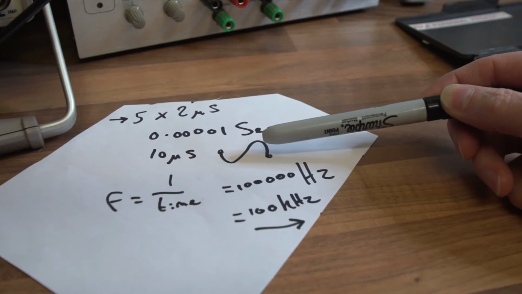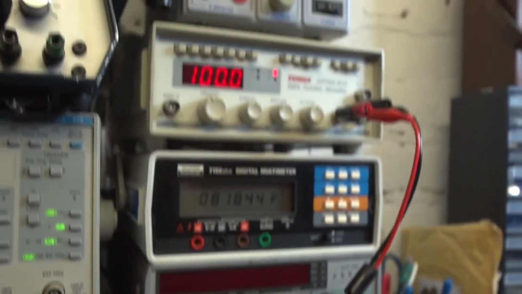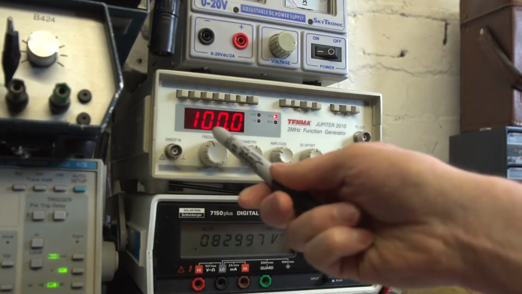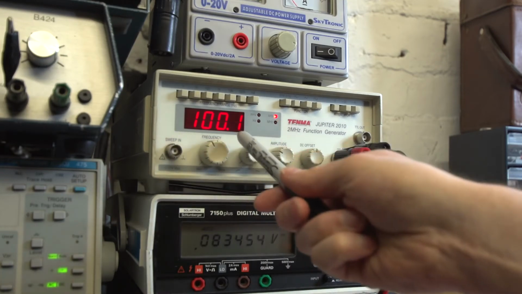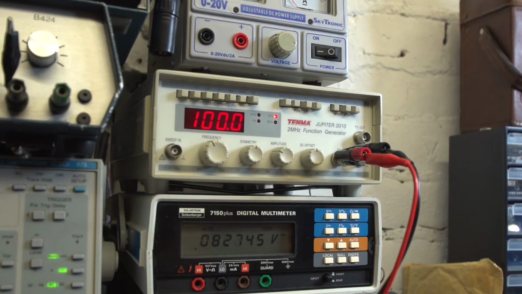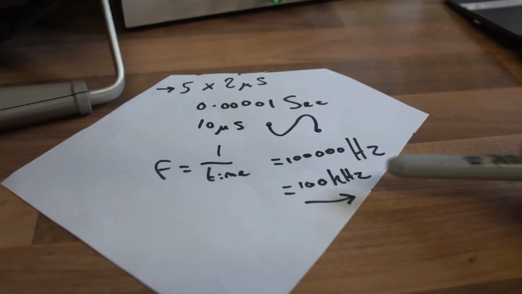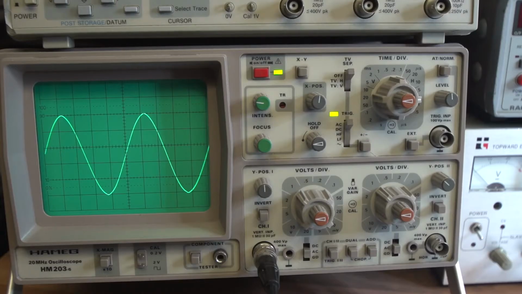Now we can check that because my signal generator actually has a frequency display on it, conveniently. Let's just have a look at that. Where are we? And I hope you can see that's actually reading 100 kilohertz. It's got the little kilohertz LED illuminated here. 100 kilohertz. So that's the signal that we're putting into the scope, sine wave. And indeed, after the measurement, that's exactly what we calculated from the screen.